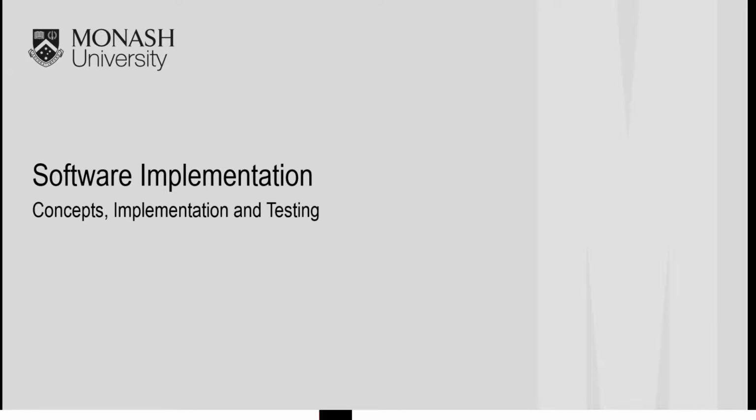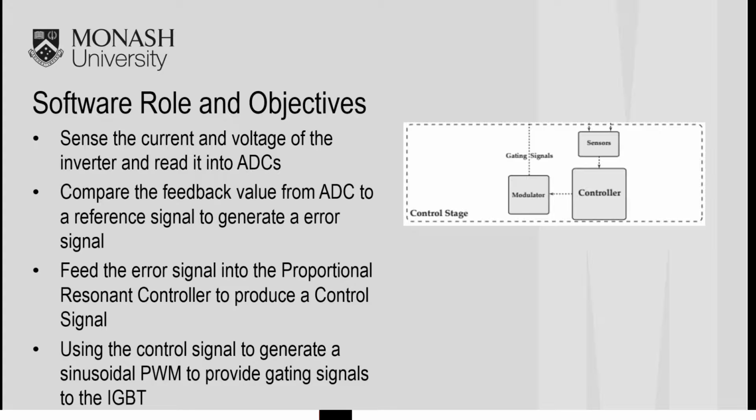And I shall be talking about the software implementation of our inverter. So the role of the software is to sense any changes to the inverter output and then respond to those changes to ensure that we have a constant output voltage.